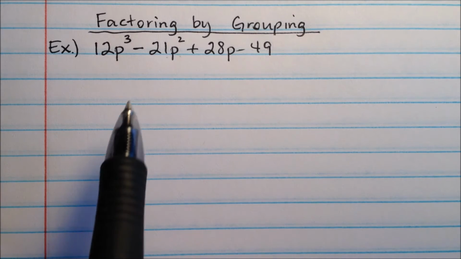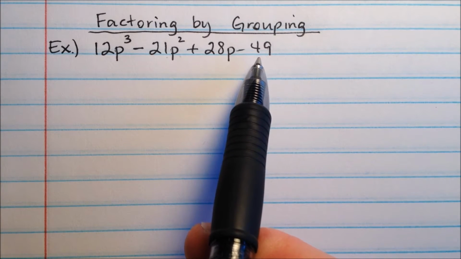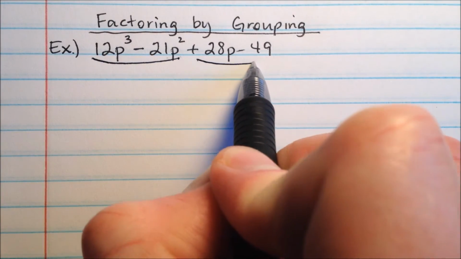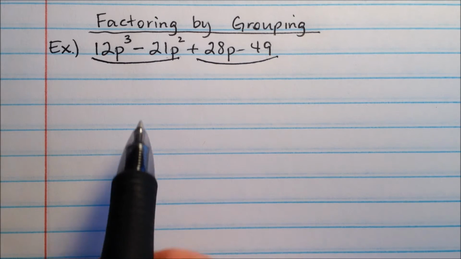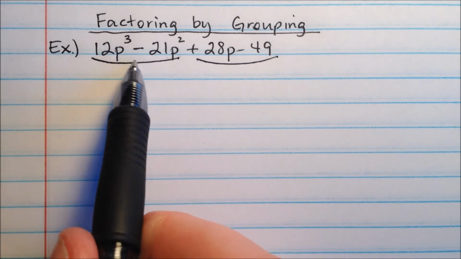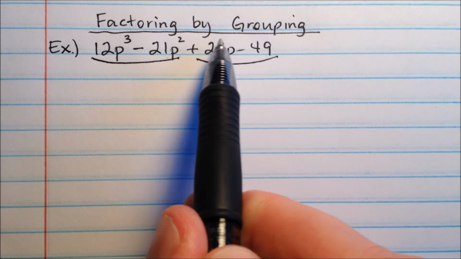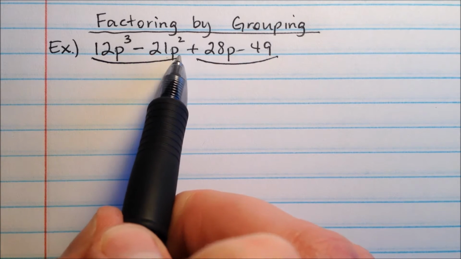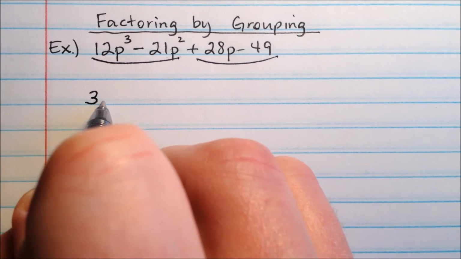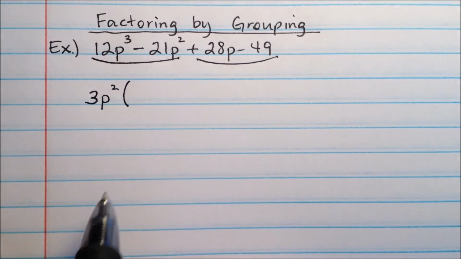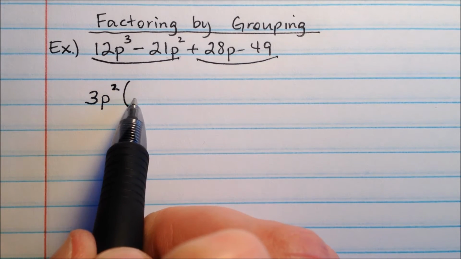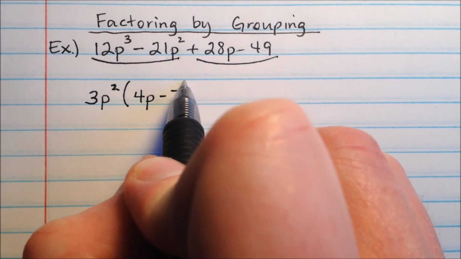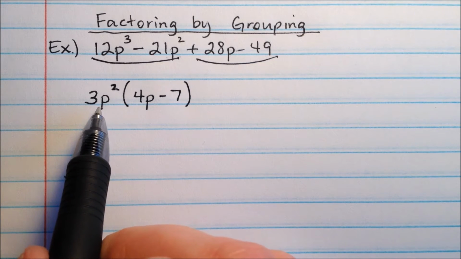So in this first example, we have 4 terms, and we're going to group them together, hence the name factor by grouping. I'm going to group the first 2 terms together and group the second 2 terms together. I'm going to take the greatest common factor out of the first 2 and the greatest common factor out of the last 2 and see what we have left over. So 12p cubed minus 21p squared. It looks like these are going to share a 3p squared. So when I factor out that 3p squared, what am I going to have left over? Well, I'm going to have 4p minus 7.